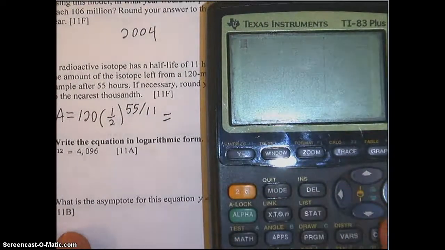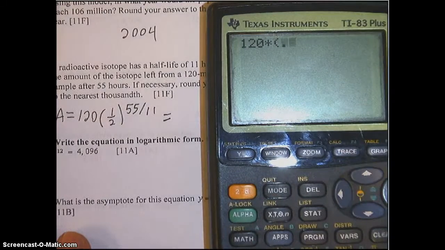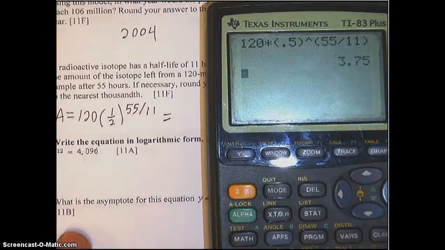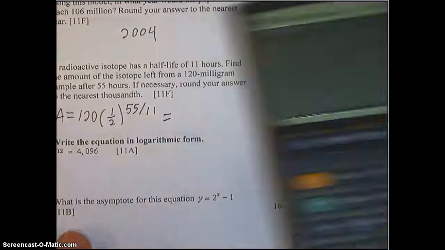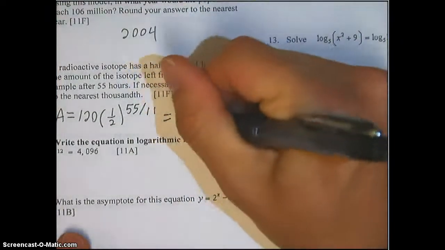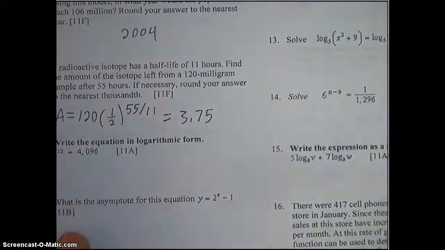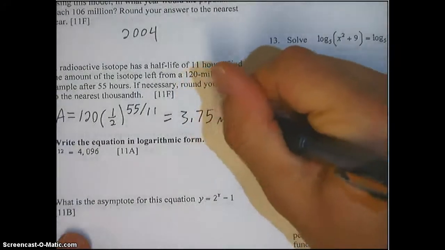So I can quit 120 times 1/2, or 0.5 if you prefer, to the power of 55 divided by 11. And when I do that, I get about 3.75, but don't forget your units, which in this case is milligrams.